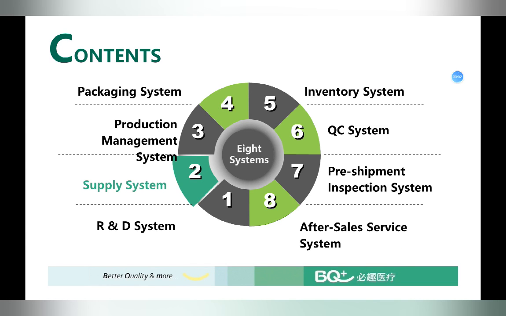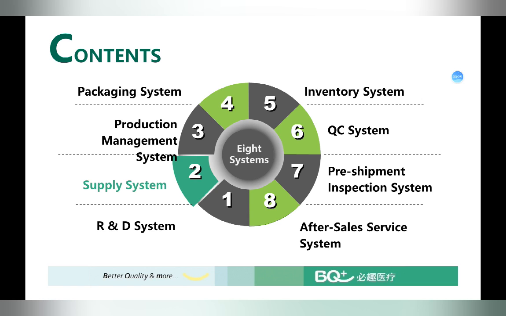Okay, we come to the second part, the supply system. A stable quality material can help to enhance the product performance, and conversely, low quality material takes a lot of potential risk to the market and end user. So we established an independent supply chain platform to provide punctual and quality guarantee supply.